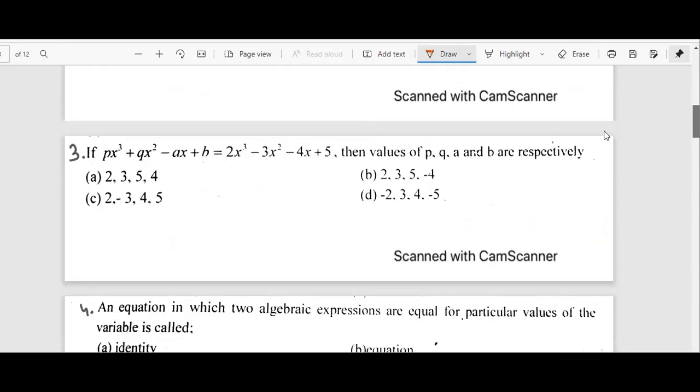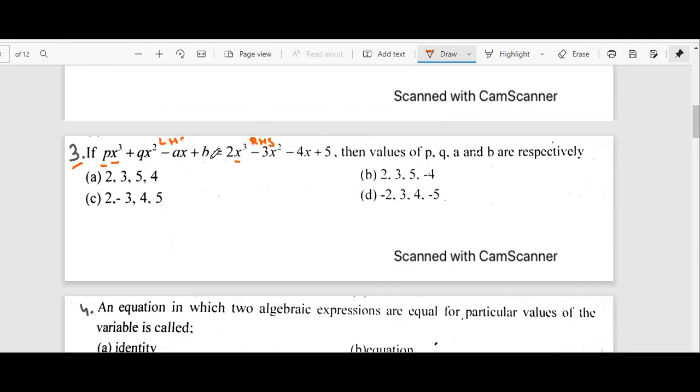Now let's talk about the third question. If px³ + qx² - ax + b equals this, then the values of p, q, a, and b are. Okay. Now for such questions, we need to make comparisons, right? And how do we make comparisons? By finding out the same x, right? Now with p we have x³. We need to find the coefficient of x³ on the right hand side, right? So this is the right hand side and this is the left hand side.